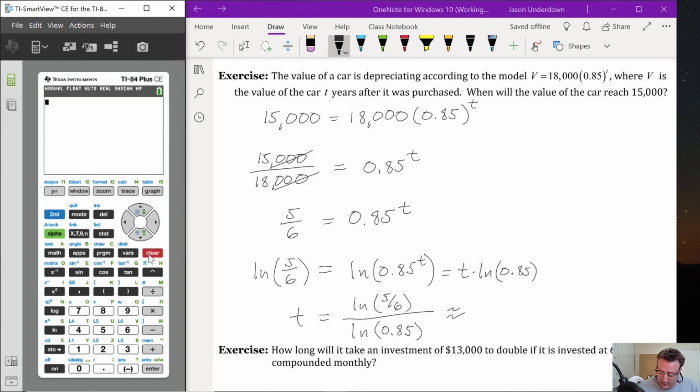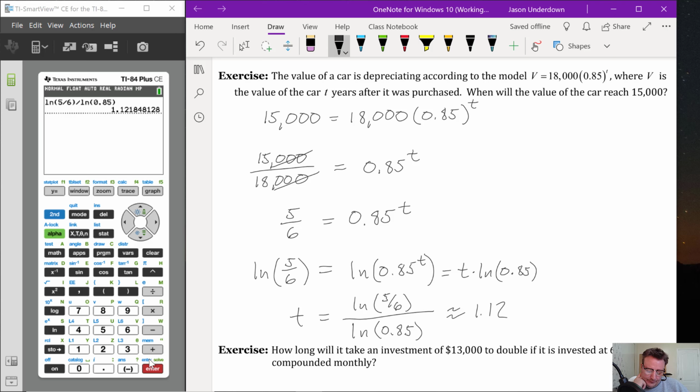Let's see here, clear. The natural log of 5/6 divided by the natural log of 0.85. Is that correct? Yes. It's about 1.12. Okay. Yeah, that seems right. Basically, the car loses 15% of its value every year. 15% of its current value every year.